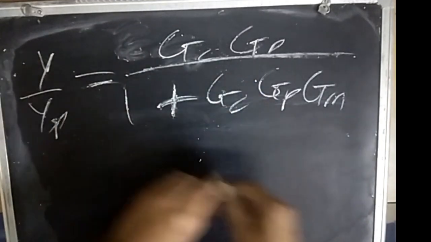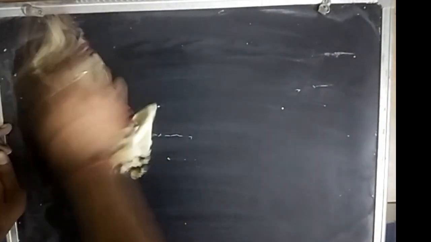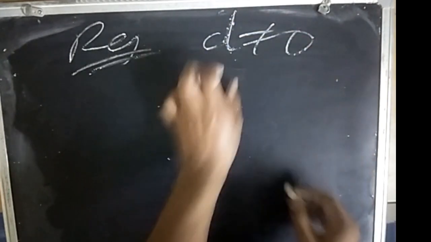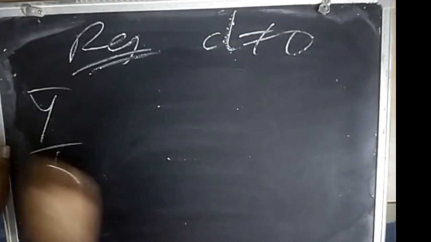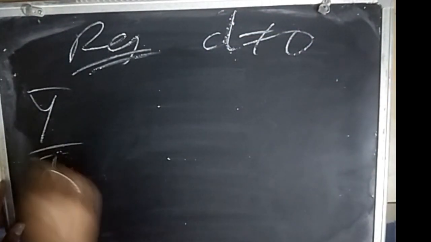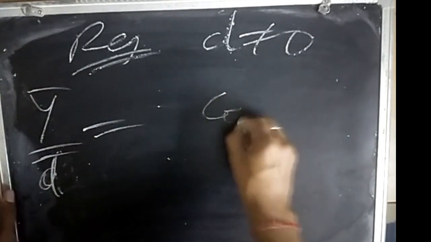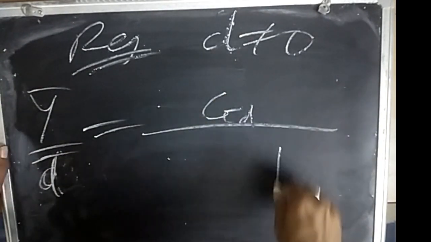You can take the final value theorem and find out the offset, that is YSP at infinity. But now regulatory is important. In regulatory, D is not 0. That means we will have GD and Y prime by D, because now D will come because YSP is 0. So this would become GD. Okay, why GD? Because this goes like this.